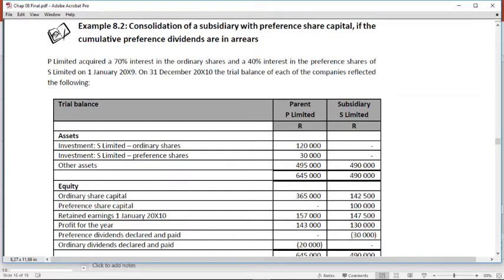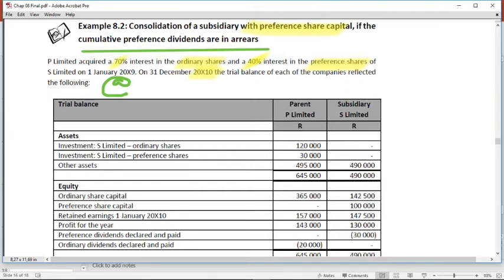Good. So example 8.2 in Introduction to Consolidations, Chapter 8. We look at the consolidation of a subsidiary with preference share capital and if the cumulative preference dividends are in arrears. P Limited acquired a 70% interest in the ordinary shares and a 40% interest in the preference shares. The bulk of the information remains the same to make it easier to identify the differences comparing 8.1 to 8.2. My acquisition date is 1 January X9 and I'm looking at the reporting period ended 31 December X10.